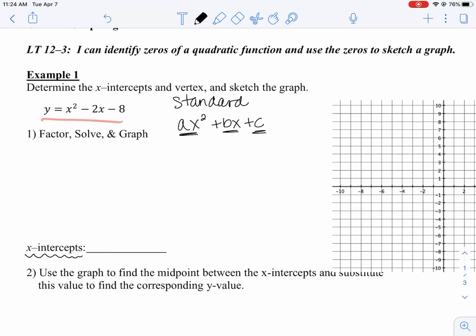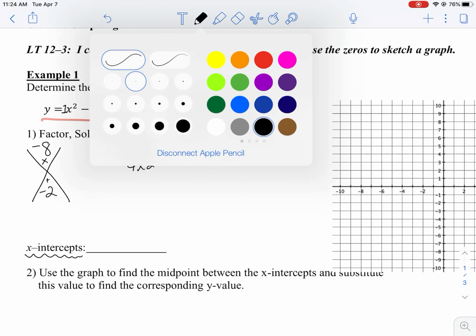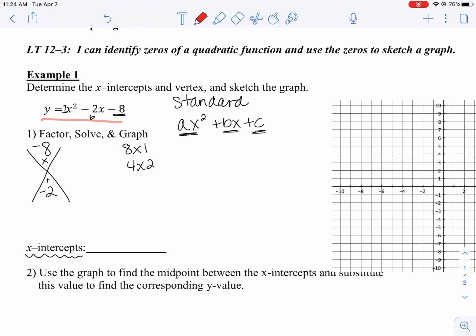Factor that original problem. All of your teachers, I believe, are teaching you to put a times c up here, so it would be 1 times negative 8, and the b value, negative 2, at the bottom. So we want to know what multiplies to give us negative 8 and adds to give us negative 2. The options to give us 8 are 8 and 1, 4 and 2. Which one of those will work? 8 and 1 will never give us a negative 2, so my only option is 4 and 2.